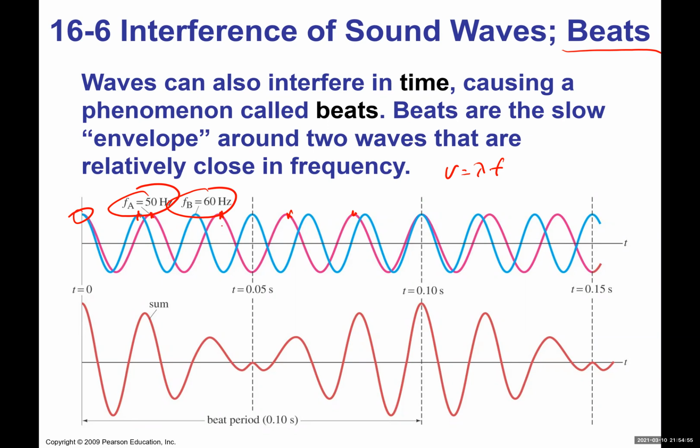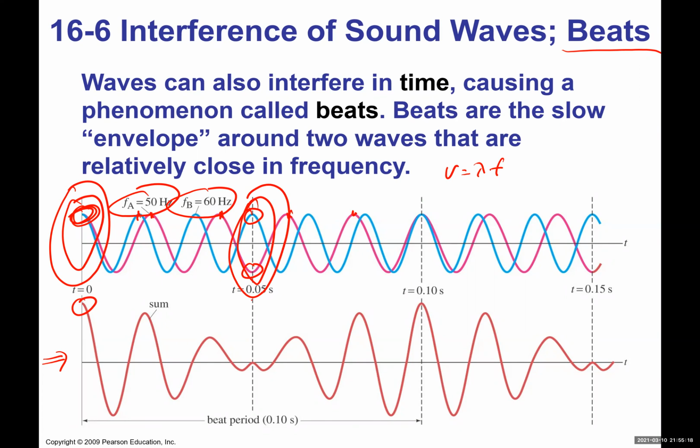So at some point, then you have crest, blue crest, which was with the red crest before, now is overlapping with the trough of the red. So you have then destructive interference right here, constructive interference right there. And this represents their superposition. When they are constructively interfering, you get the maximum amplitude. When they're destructively interfering, you get zero amplitude.